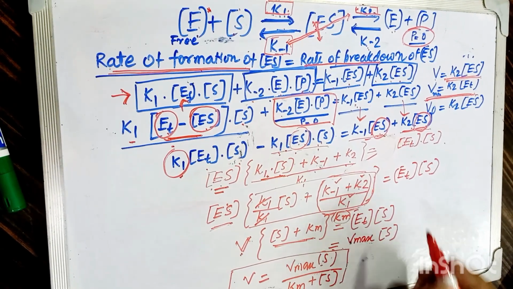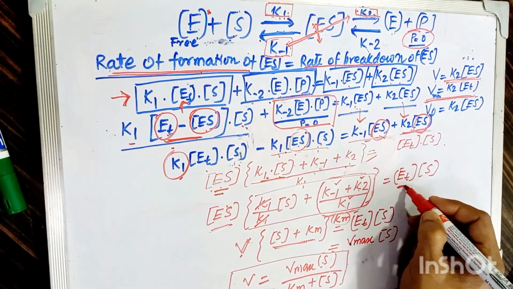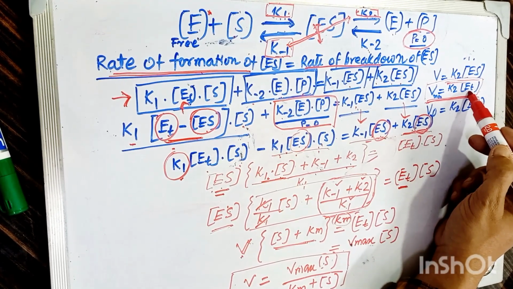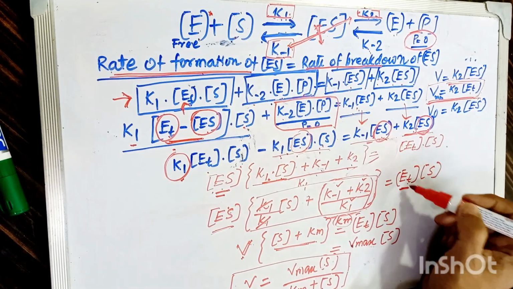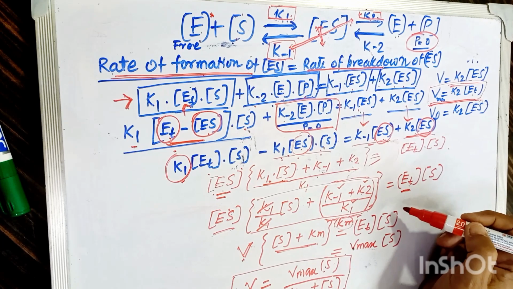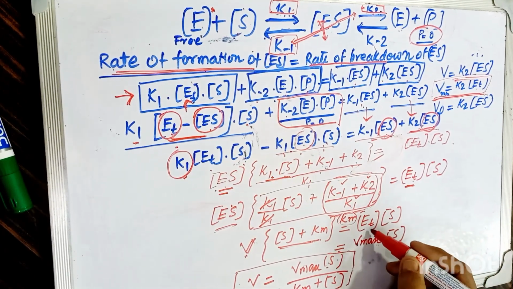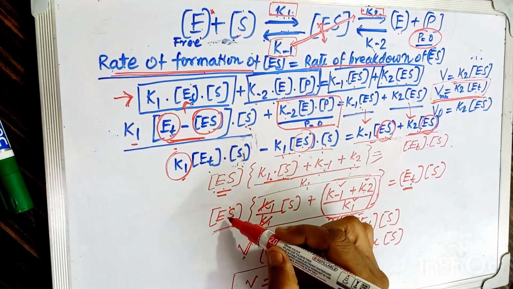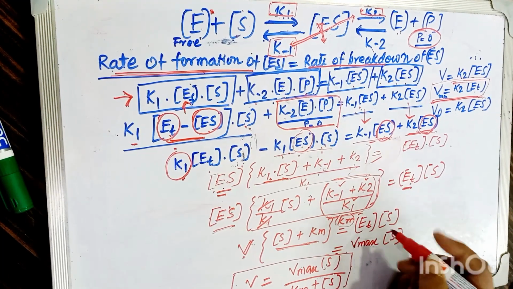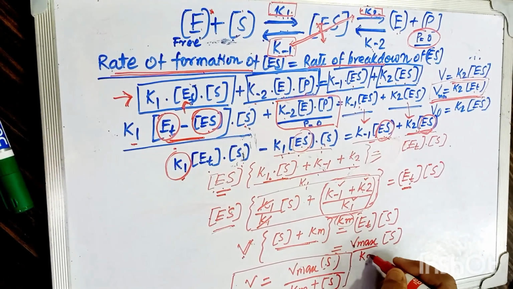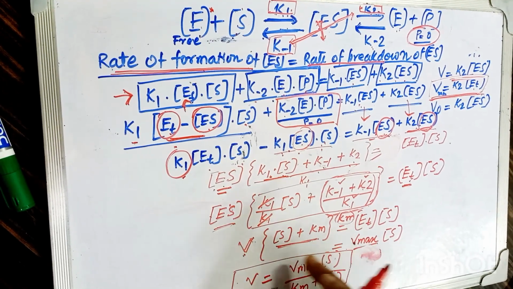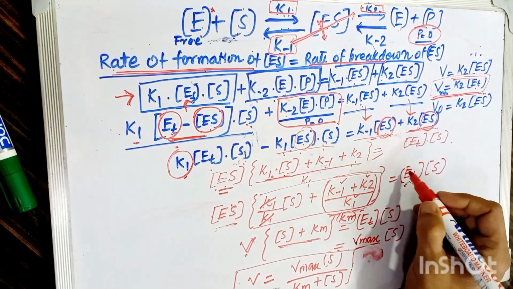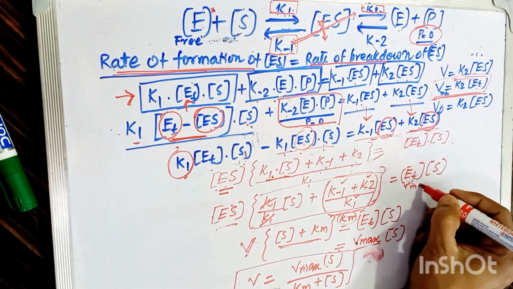Because I knew that if I consider the previously derived equation, this ET part could be replaced by Vmax by K2. So what I did is that I replaced this ET part by Vmax by K2, and K2 into ES.